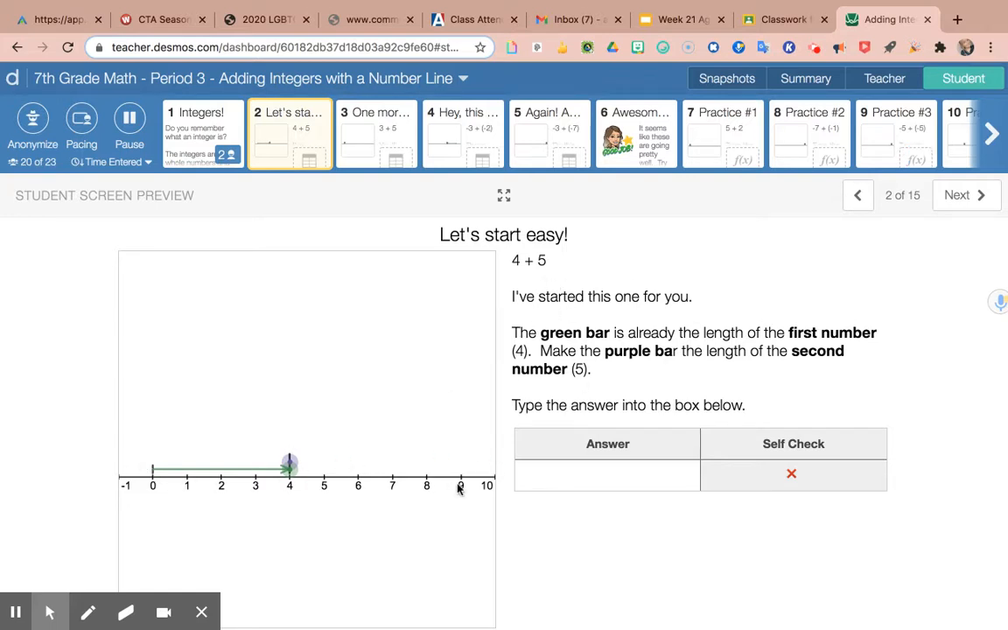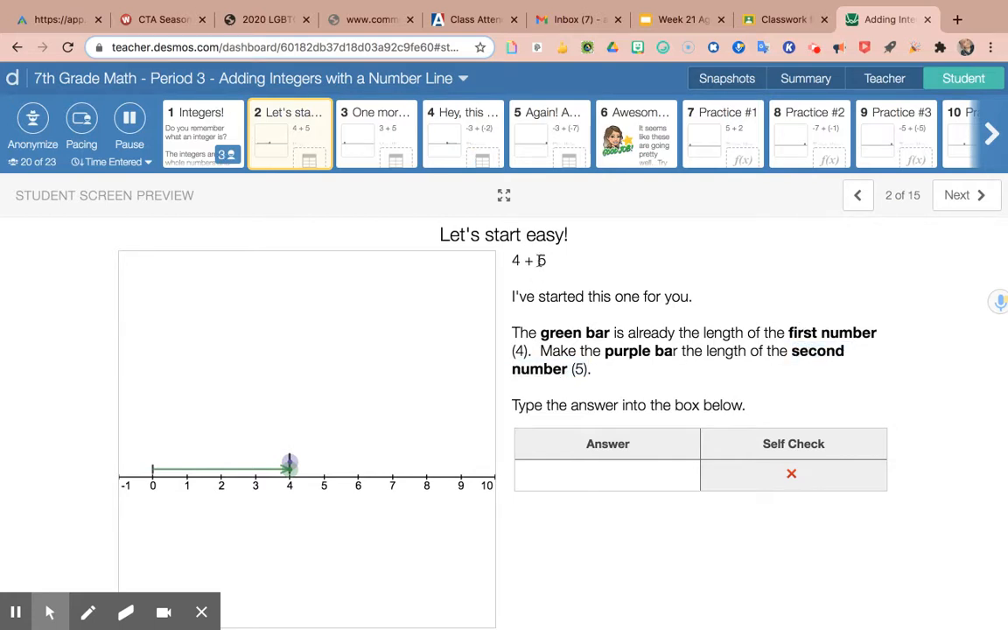number line. So you'll notice you have a number line. You have a green dot and a purple dot that you can move. Be careful, you don't want to move these off the screen or you can't get them back. So you have a green dot and a purple dot. The green bar is the length of the first number. So the green bar for all these examples is going to be the length of the first number. So the first number for this one is 4. So it's 1, 2, 3, 4 long. So it's 4 long. And then the purple bar is going to be the length of the second number.